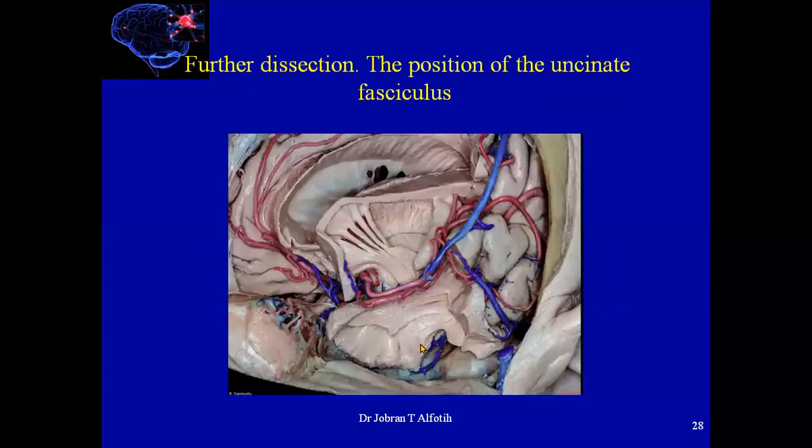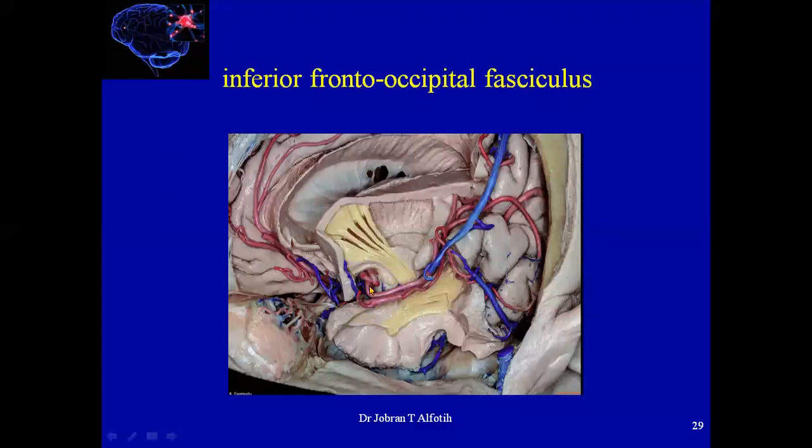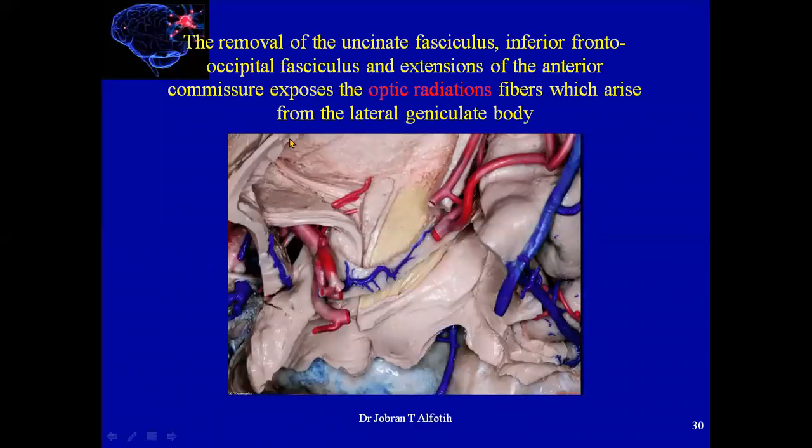temporal gyrus. With further dissection of these long fibers, we can see the position of the uncinate fasciculus, which interconnects the frontal lobe and the temporal pole. Here is the inferior frontal occipital fasciculus. After removing the uncinate fasciculus and the inferior frontal occipital fasciculus, and also the extension of the anterior commissure, we can expose what's called the optic radiation.